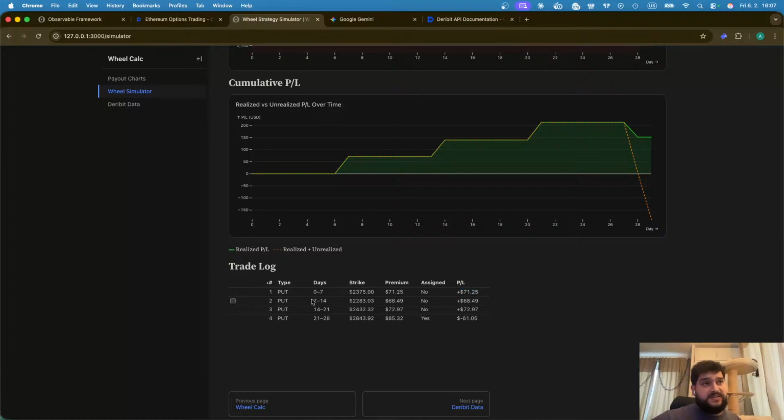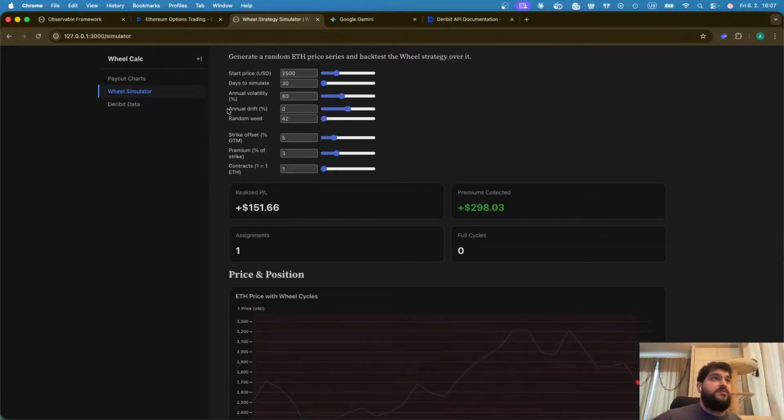So at day 7 it entered into a new deal, with a slightly lower strike price, this one, with the premium 68. It somehow calculates that the premium is 3% of the strike price. So these are our assumptions for now. And our offset is 5% also. I think if we could make it bigger, probably the profitability would increase.